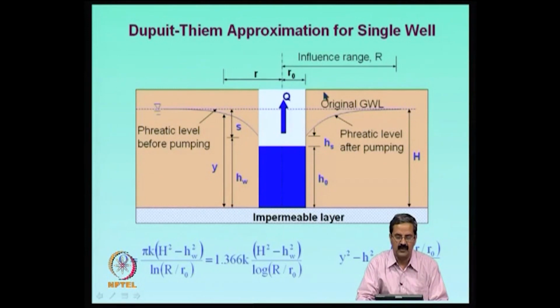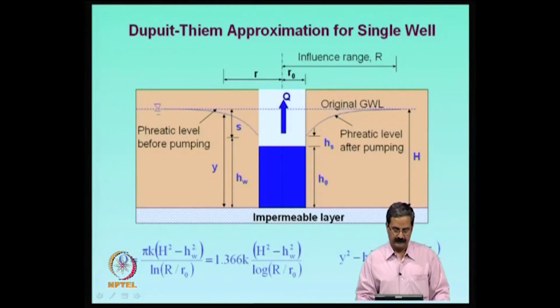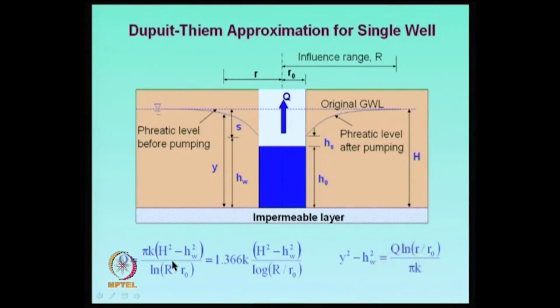In fact, this is a single well approximation in which, if you know the discharge and the height up to the impermeable layer, H naught is the height. And so you have these sorts of expressions which we studied in undergrad courses in irrigation engineering and other subjects, where you know how to make the discharge calculations.